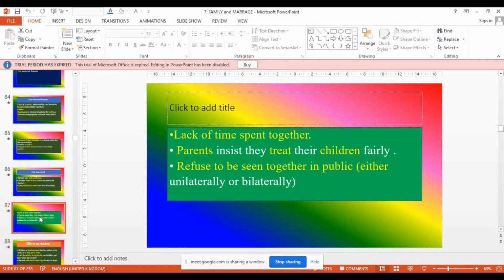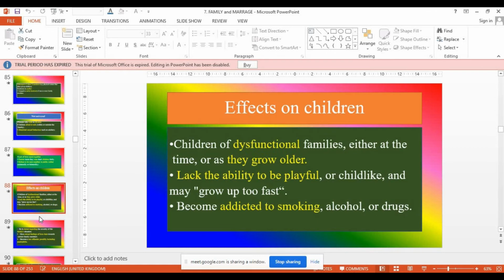Next heading is effects on children. Students, we have already discussed that. A family disorganization means not only the disorganized life of husband and wife, it mainly affects the children. Children find it difficult to speak in the house, and there is a lack of freedom.